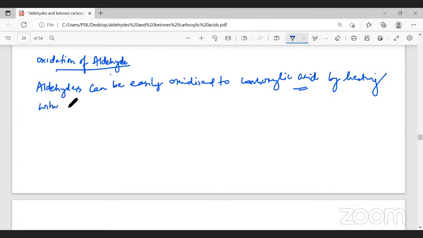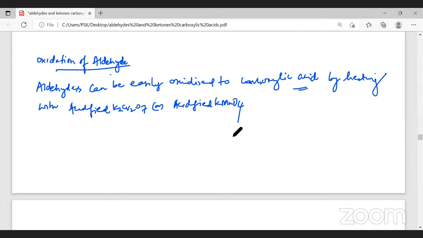By heating with oxidizing agents like acidified potassium dichromate or acidified potassium permanganate. These are common, very strong oxidizing agents. Potassium dichromate and sulfuric acid, potassium permanganate and sulfuric acid. These are all good oxidizing agents.